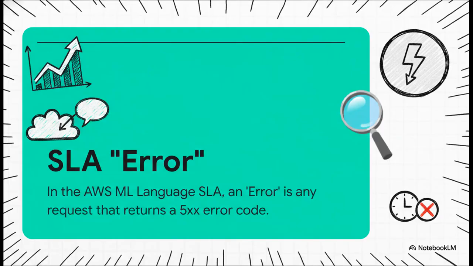And this brings us directly to the Service Level Agreement, or the SLA. This is a key concept. When AWS makes a promise about the uptime and availability of Amazon Translate, what they're actually talking about are those 5xx errors. So that system error metric we just saw in CloudWatch, that is your direct window into whether AWS is meeting its own SLA.